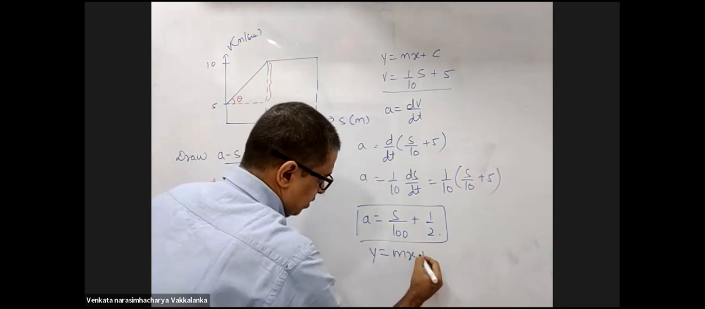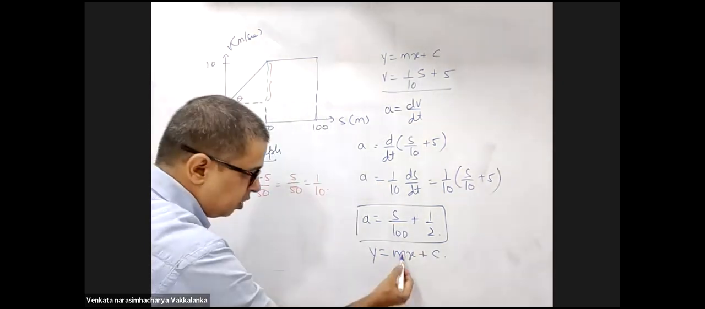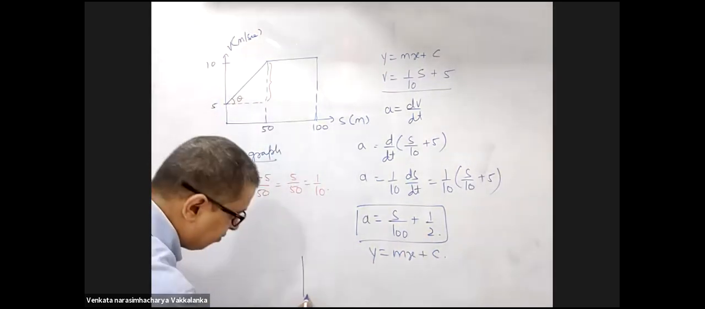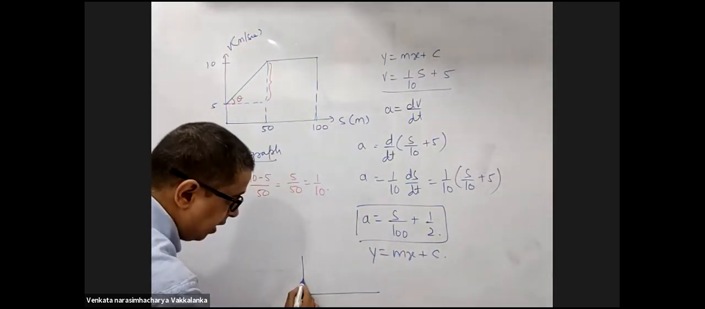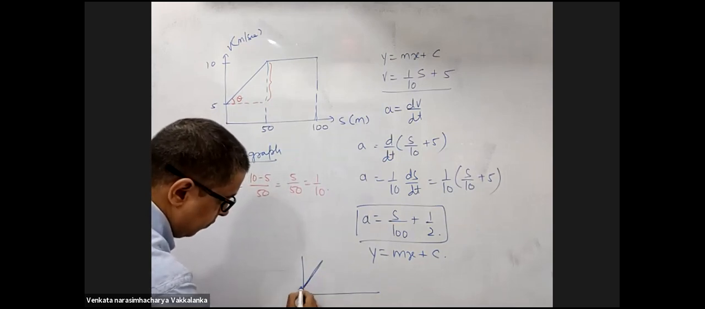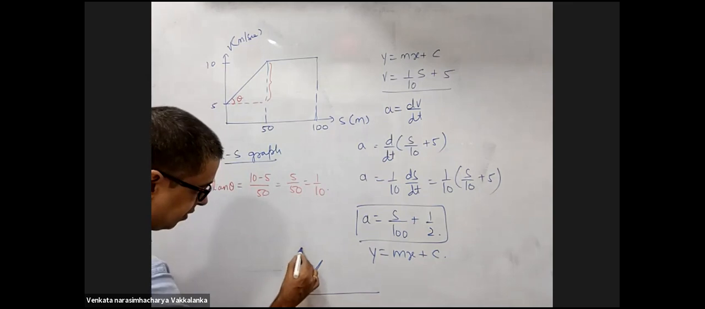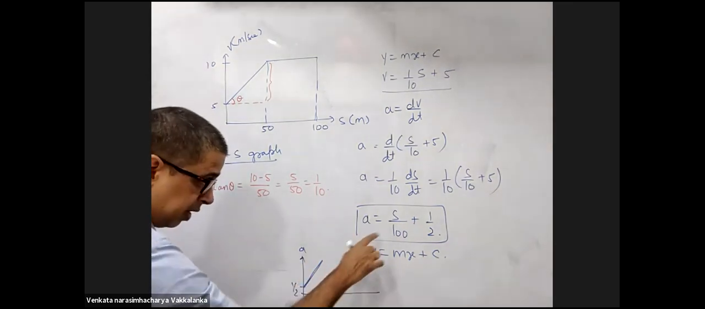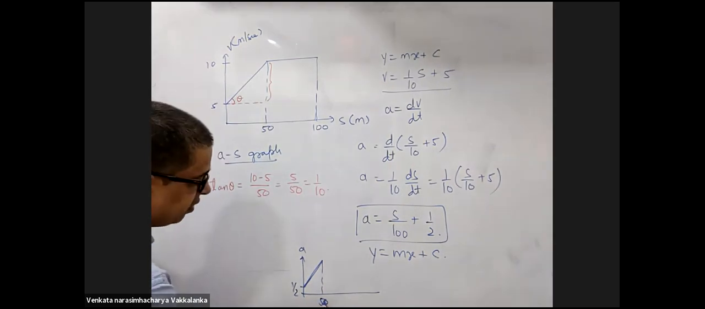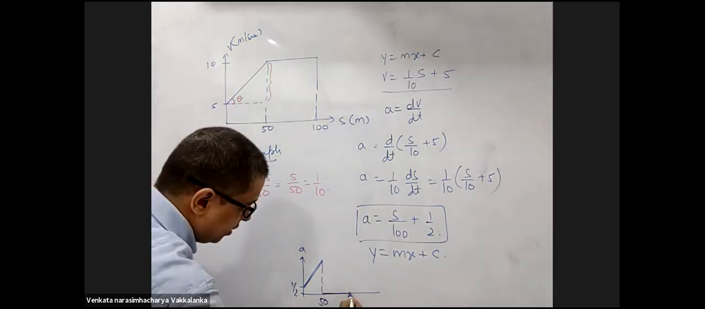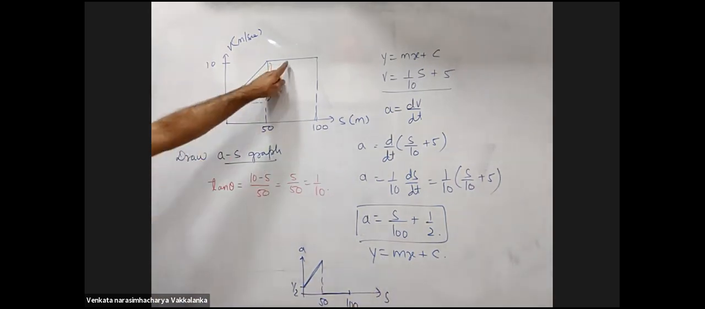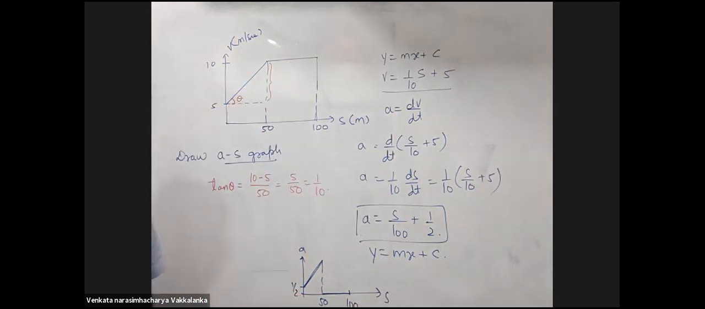Compare it with y is equal to mx plus c. Slope of the line is 1 by 100. Intercept is half. Your acceleration-displacement graph will be like this. Intercept is half. Slope is 1 by 100. Till how much? Till 50. After 50, acceleration is 0 till 100. Why? Velocity is constant. Acceleration will be 0.